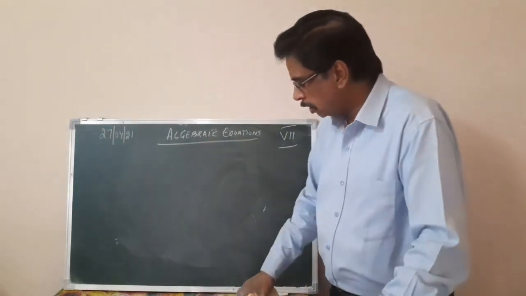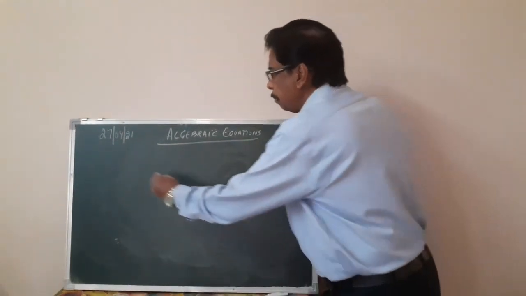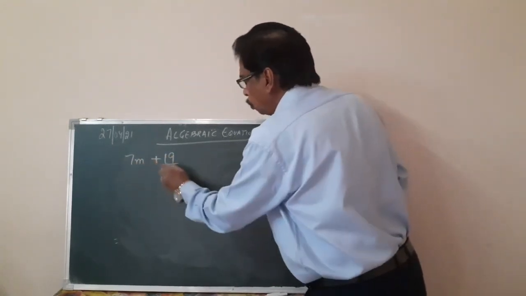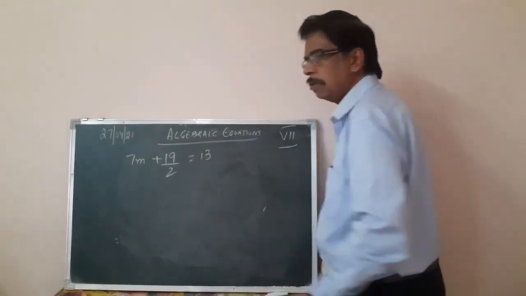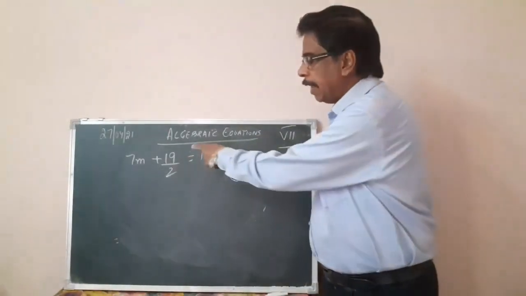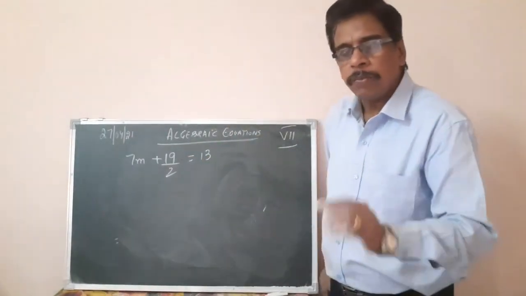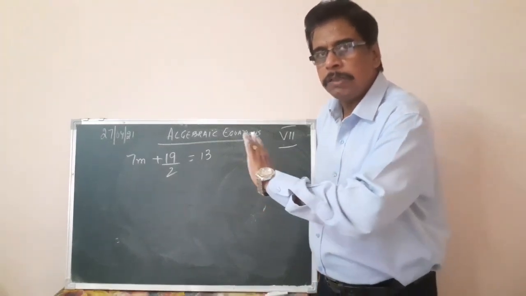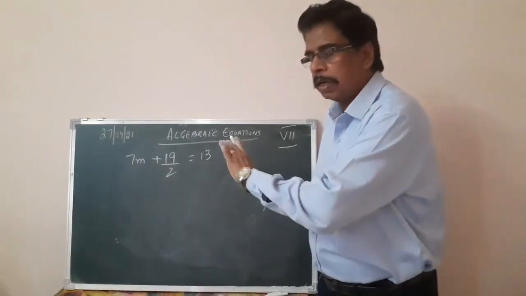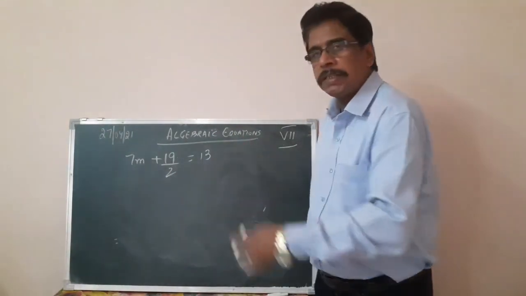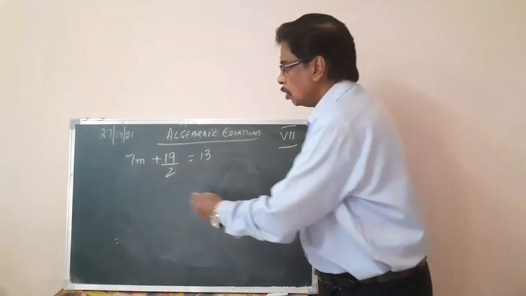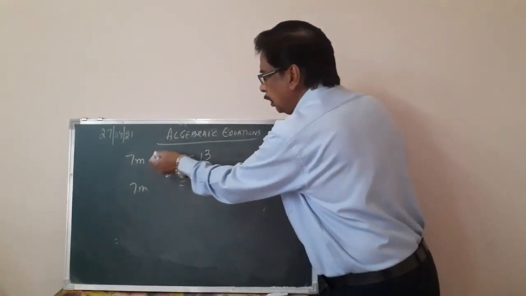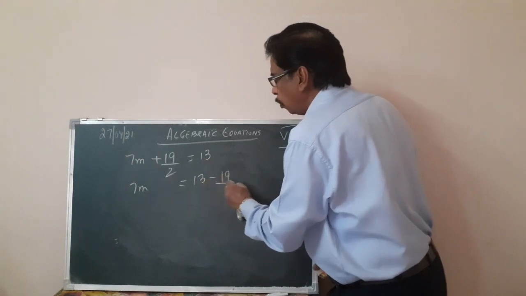Understand now, we have a sum here. 7m plus 19 upon 2 is equal to 13. As I had mentioned to you, on the left hand side, we keep the algebraic expressions, the variables, and on the right hand side, we take the constants. So 7m is equal to 13. Bring this plus 19 upon 2, this side becomes minus 19 upon 2.